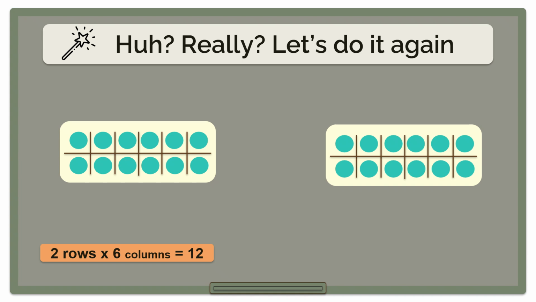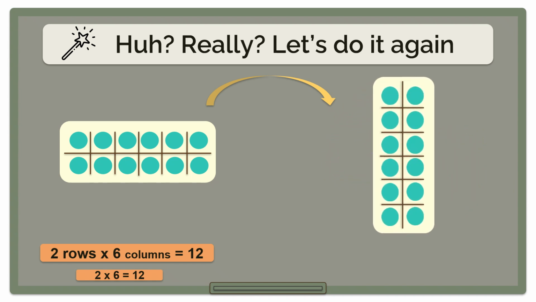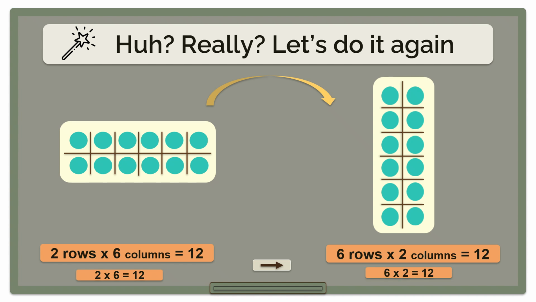So here I have 2 rows, remember the rows go across, by 6 columns, and altogether I have 12. So I could say 2 multiplied by 6 equals 12. Now watch for the magic trick. So now I still have the same amount. I still have 12, but this time I could say I have 6 rows by 2 columns, which equals 12, or 6 multiplied by 2 equals 12.